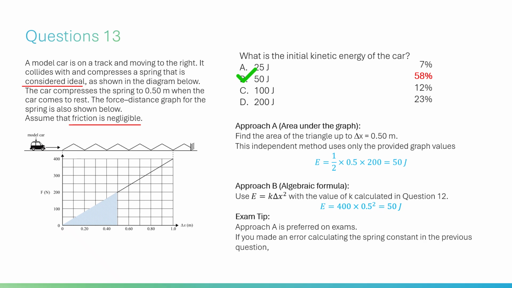If you made an error calculating the spring constant in the previous question, approach B will cause a consequential error, whereas the area method isolates your risk.